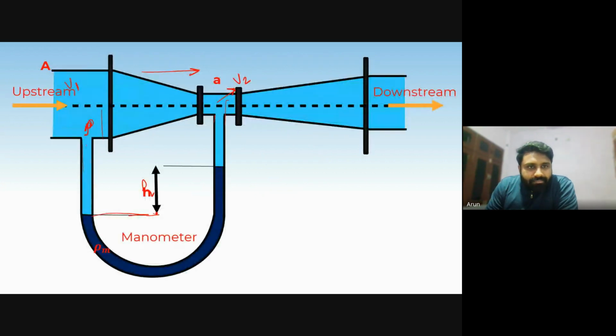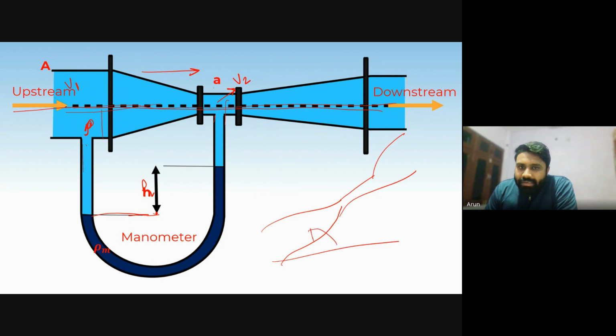We know that in the Bernoulli equation, the difference of potential energy is also measured, but they are at the same level. This venturimeter is not tilted. Okay, this is not tilted, so this is at the same level. The difference of potential energy will not come because the height is the same from where we are measuring it.